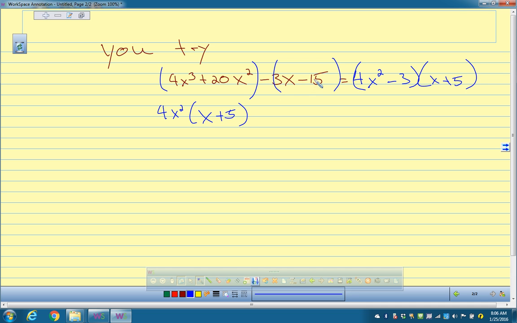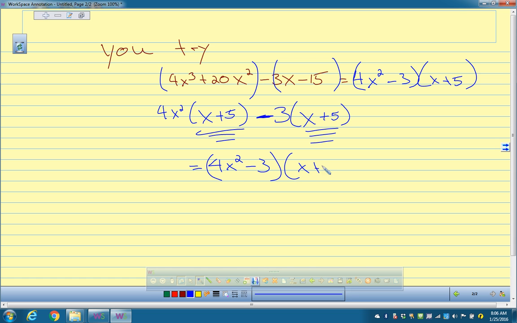Well, I want to have an x plus 5 in the parentheses, right? So if I'm going to x plus 5, that means I have to pull out a negative 3 from both of those, because negative 3 times x gives you my negative 3x, plus 5 would make that negative 15. Notice now that these two are the same, right? So I could rewrite this as 4x squared minus 3 times x plus 5.